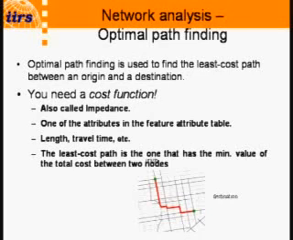The least cost path is the one that has the minimum value of the total cost between the two nodes. You can see that you have a starting node and an ending node. You can follow a path from here to this side, but if you change your attribute, your path will automatically change. If this particular path is based on length, the moment I change the attribute to travel time, my optimal path will change.